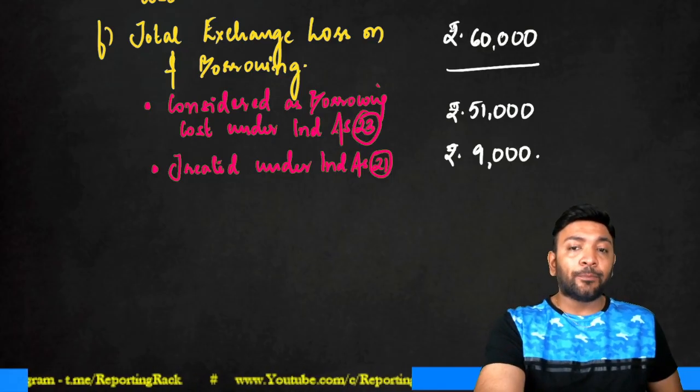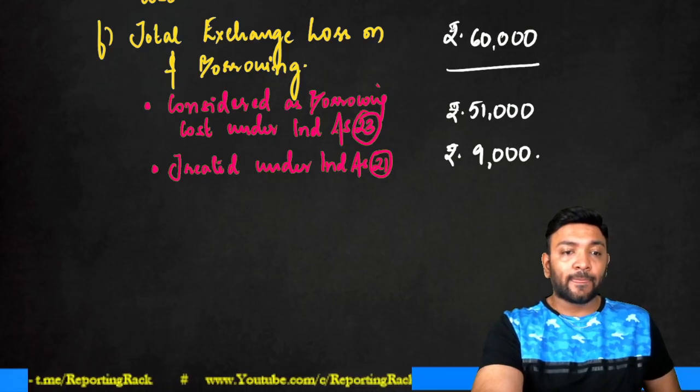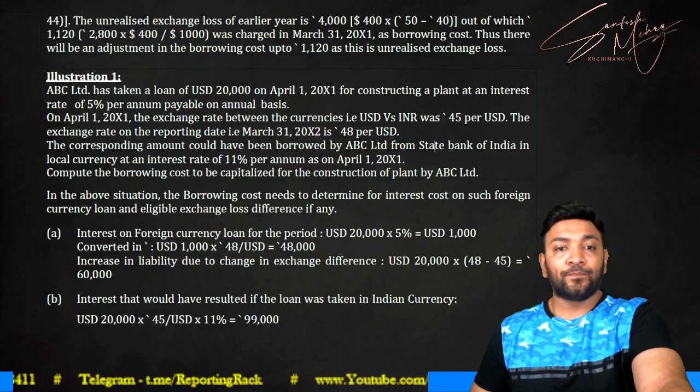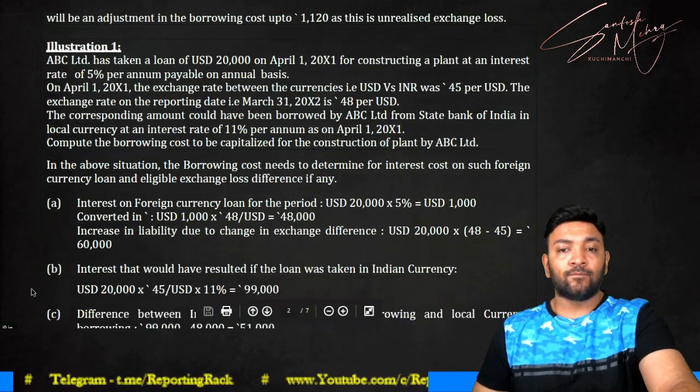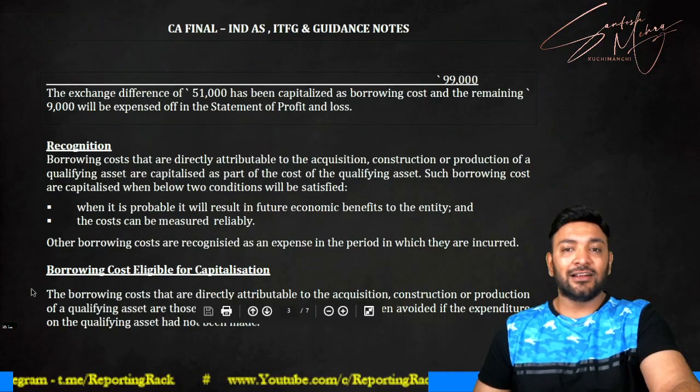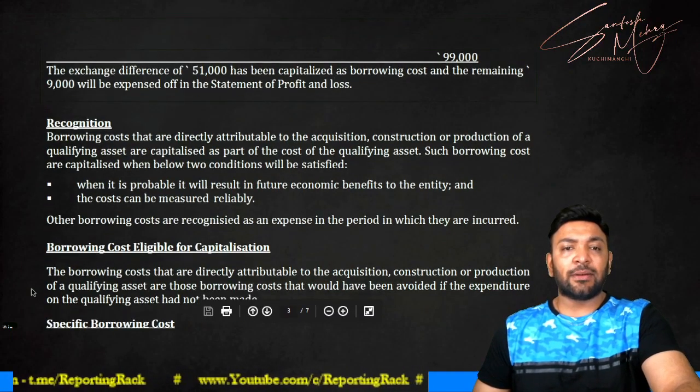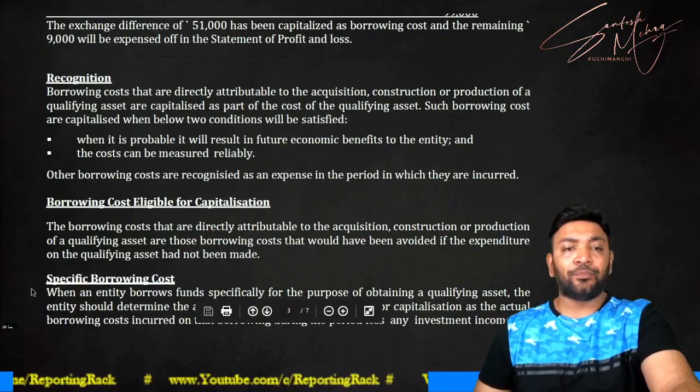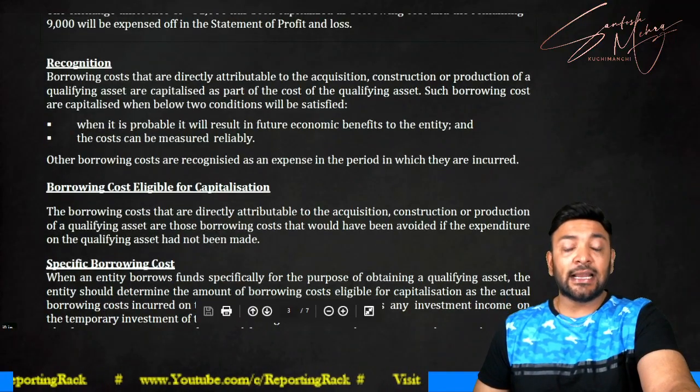Let's move on to the next one. If you want to check the answer, you can. 9,000 remaining interest shall be charged to P&L. Guys, just a second, guys.